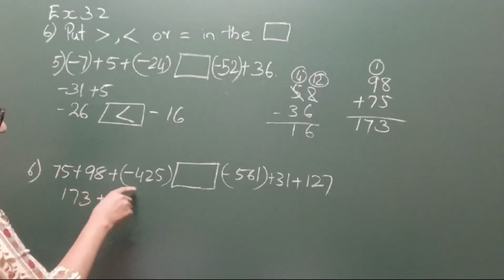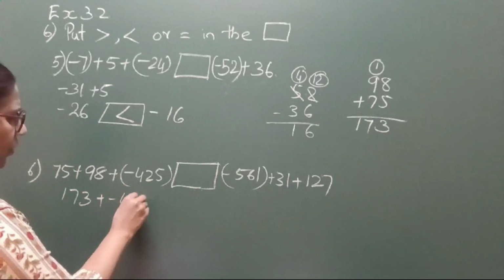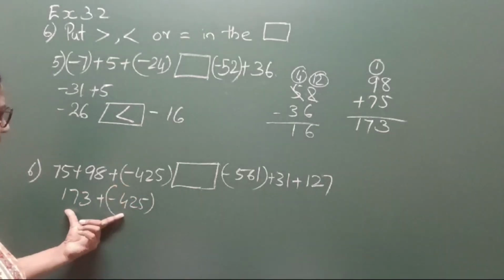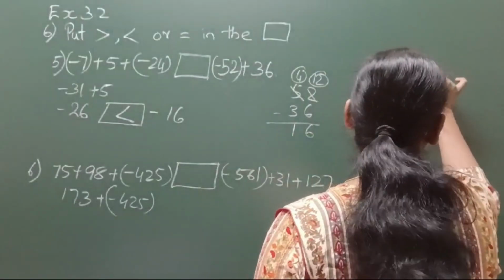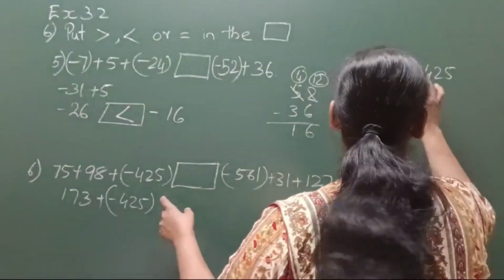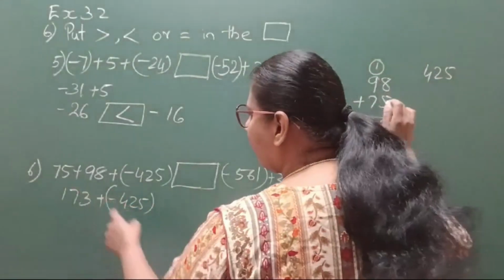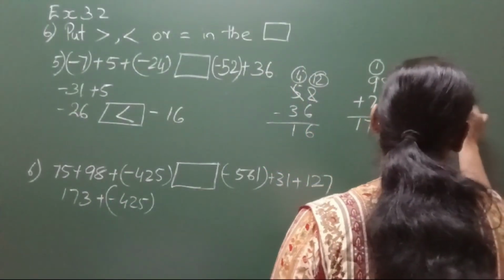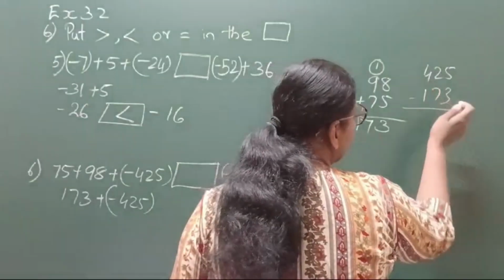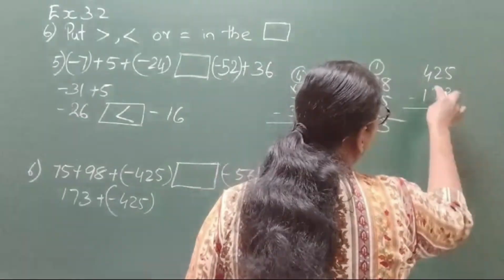173 plus minus 425. So we have to find the difference of these two numbers. Minus 425, okay, 425 minus 173. 5 minus 3 is equal to 2.